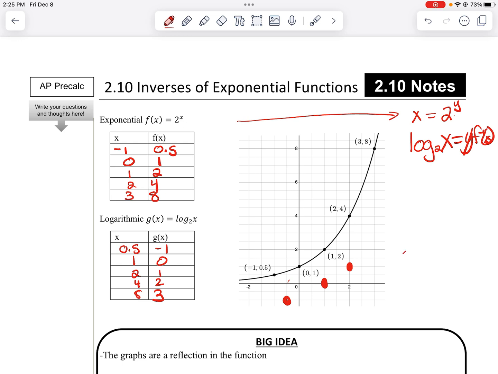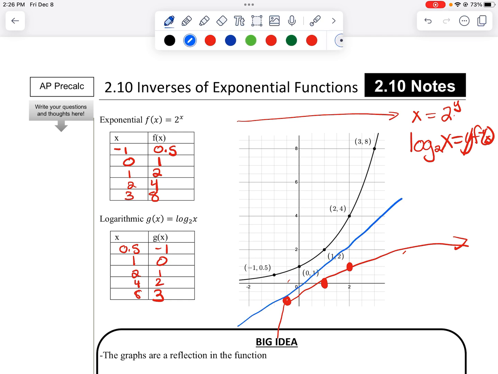So this is going to be like that. Because again, if you remember, inverses of each other are a reflection over the line y equals x, so then this would shoot down.